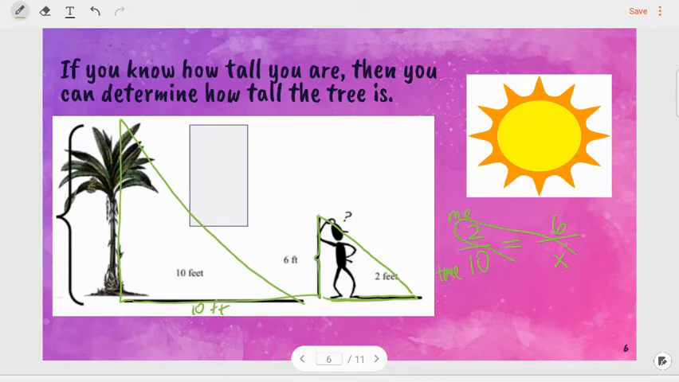I can cross multiply. 2 times x is 2x. 2 times 10 is 60. And now I just divide by 2. And how tall is that tree? 60 divided by 2 is 30. So that tree is 30 feet tall. And that's how I can use indirect measurement to measure things.